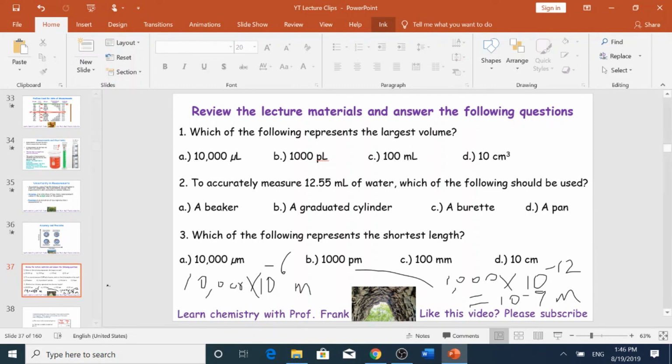And here we have 10,000, which is 10 to the positive fourth, times 10 to the negative 6, which gives us 10 to the negative 2 meters. So we are comparing 10 to the negative 2 meters, which is 10,000 micrometers, with 10 to the negative 9 meters, which is 1,000 picometers. The correct answer for question 3 should be B.